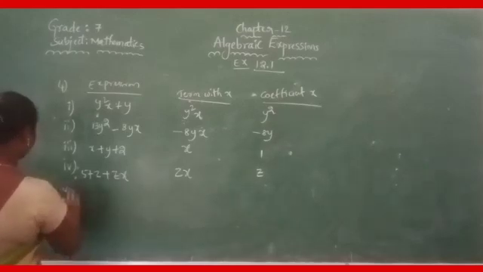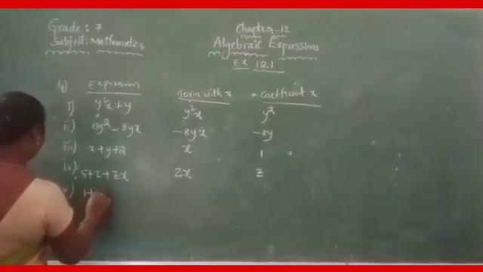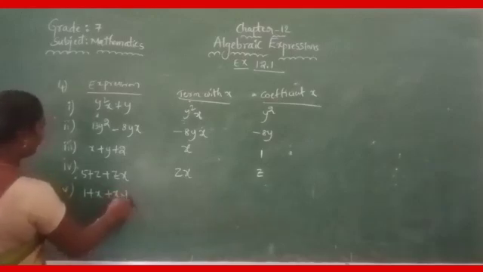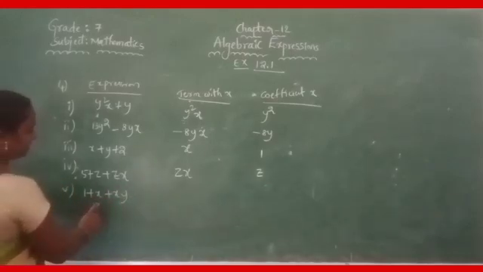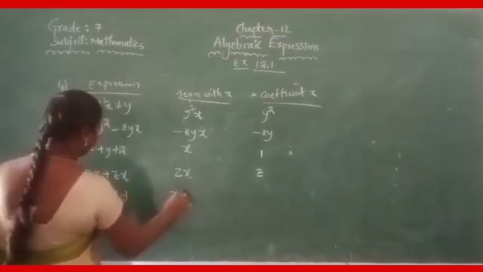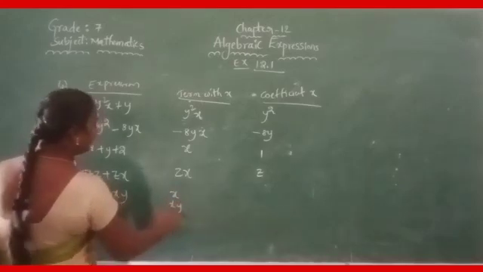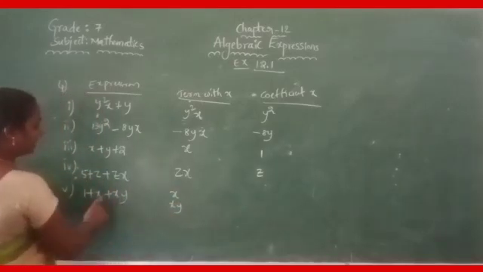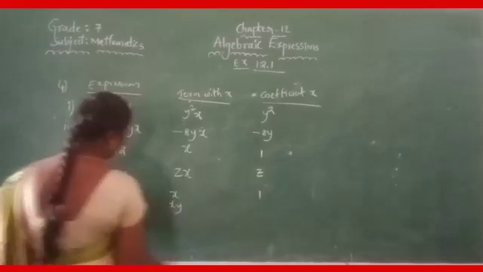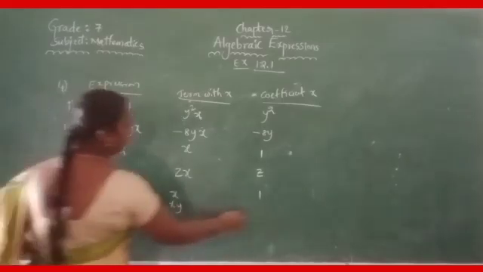So next, the fifth one: 1 plus x plus xy. How many terms contain x? Two terms: x and xy. What is the coefficient of x here? 1. Coefficient of x? Very good.